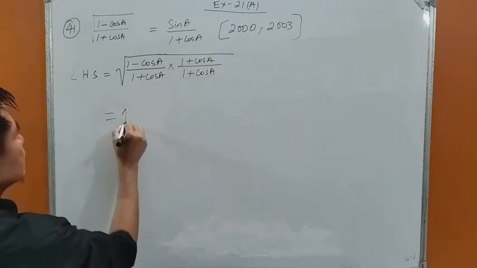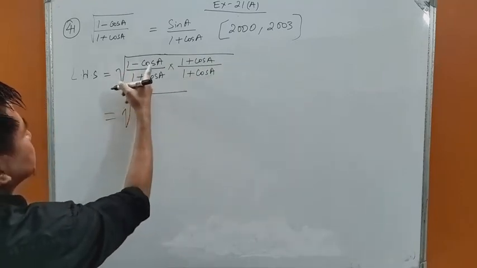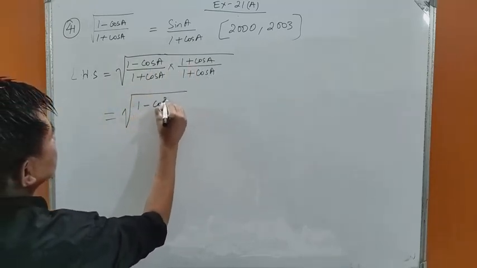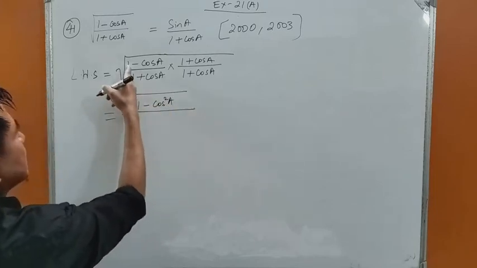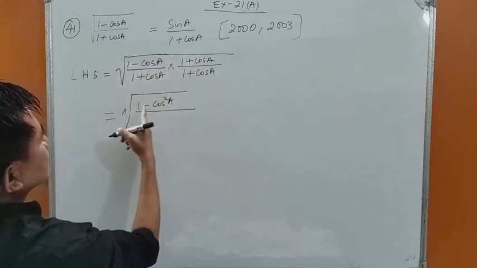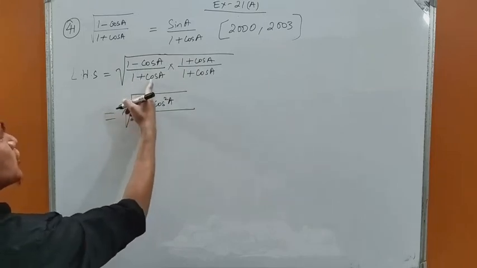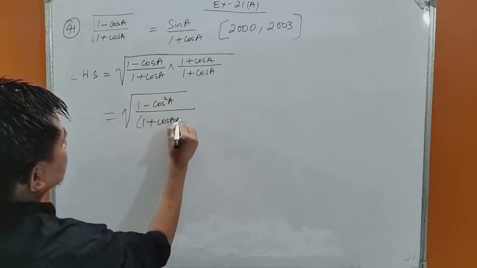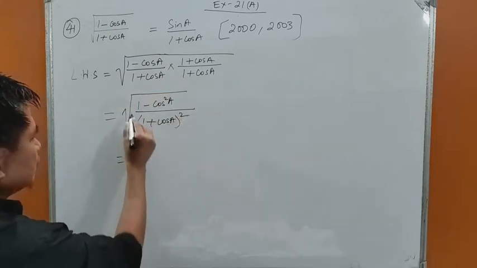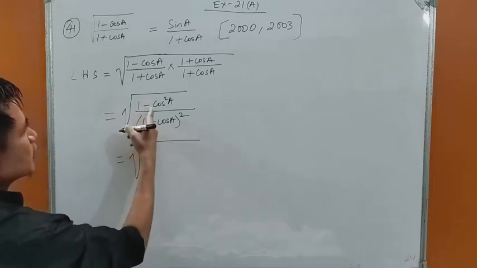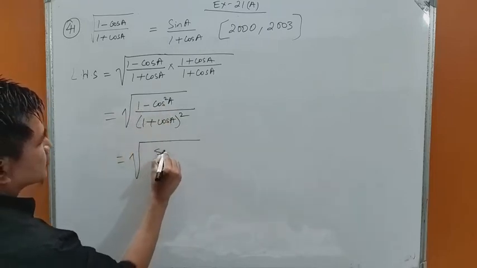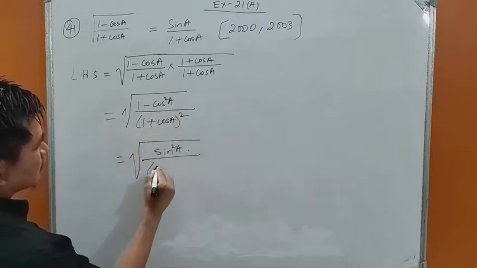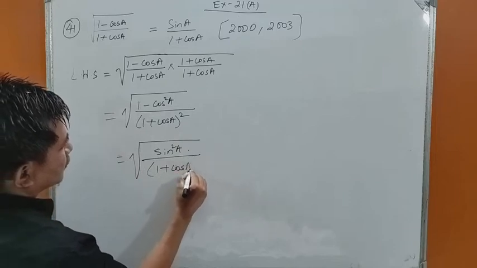Now let's do this. A minus b into a plus b is a square minus b square. So 1 minus cos a into 1 plus cos a gives 1 minus cos square a, and in the denominator 1 plus cos a into 1 plus cos a is 1 plus cos a whole square. Now 1 minus cos square a is actually sin square a. So we have root of sin square a over 1 plus cos a whole square.